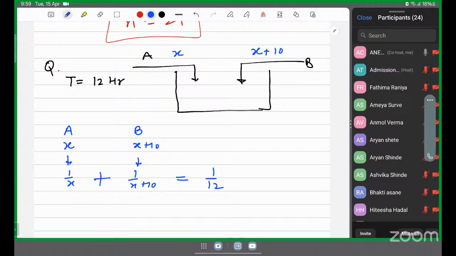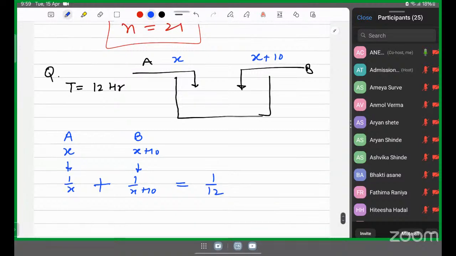Okay, so the question is, there are two pipes. If they work together, total time taken will be 12 hours. Which means 1 hour work done by A plus B will be 1/12. Understood?